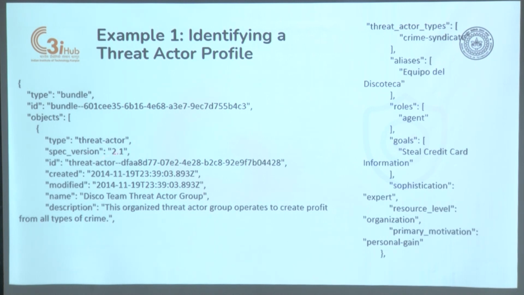So, this object has a type which is a threat actor, spec version, ID, created, modified, name, description. Then it has what threat actor type it is. Here it is an array, it is a crime syndicate. Then it has aliases like Equipo, Del, Discoteca. It has roles like agent, goals, to steal credit card information, sophistication, expert, resource level, organization, and primary motivation is personal gain. So, this threat actor is more like a criminal than a national level threat actor or something.